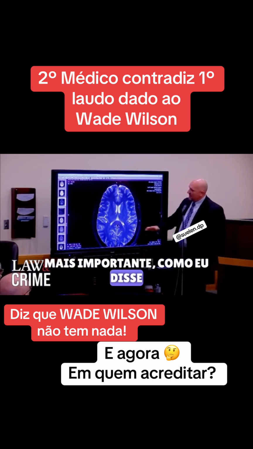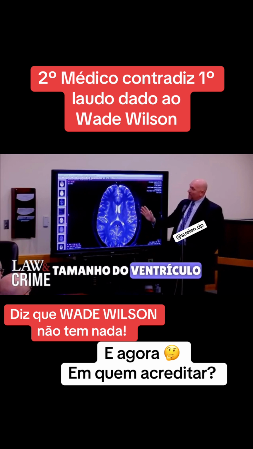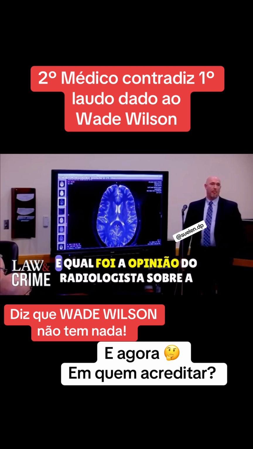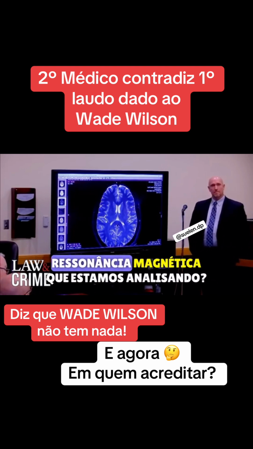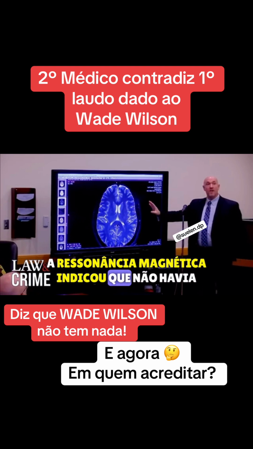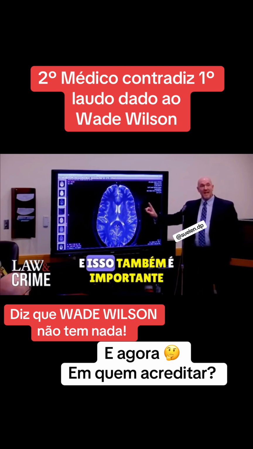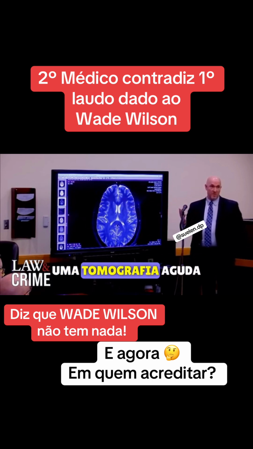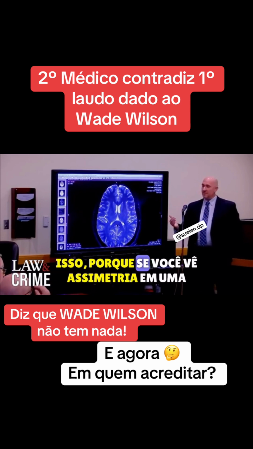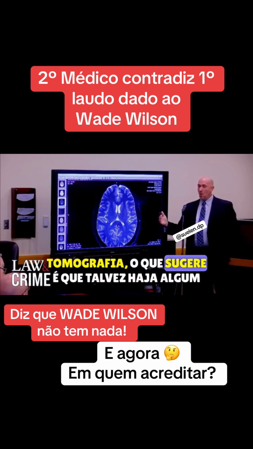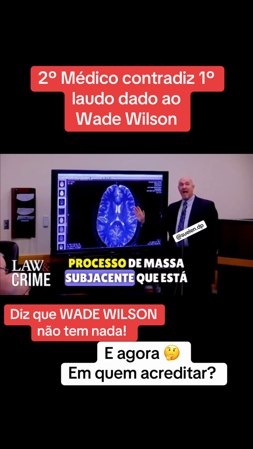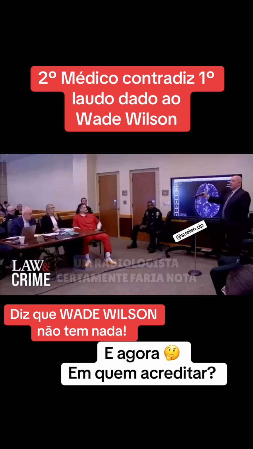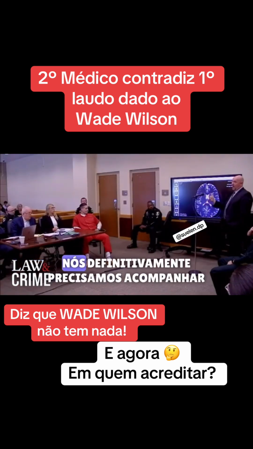More importantly, like I said, there's no overt evidence of abnormality in ventricle size, and that matches what the radiologist saw on both the CAT scan and the MRI. And what was the radiologist's opinion on the MRI? The MRI was that there was no difference in the size of the ventricles, and that's important too. I know he had mentioned that normally a person wouldn't make comment of that on an acute CT. They very well would make comment of that, because if you see asymmetry on a CAT scan, what it suggests is that there's perhaps some underlying mass process that's pushing or changing the size of that ventricle that needs further evaluation. So a radiologist would certainly make note of that, and a doctor would certainly have to follow up with that.